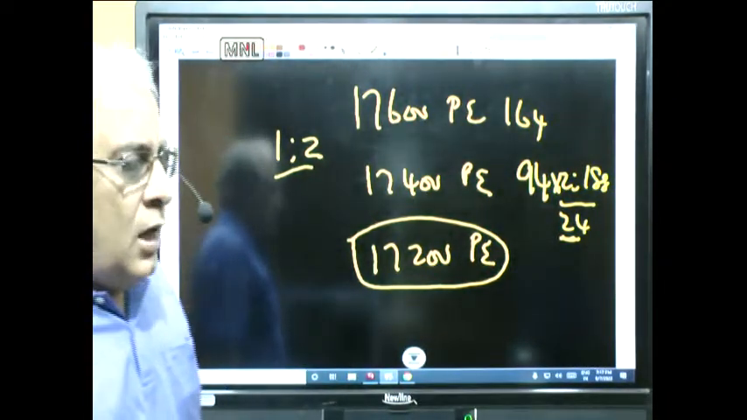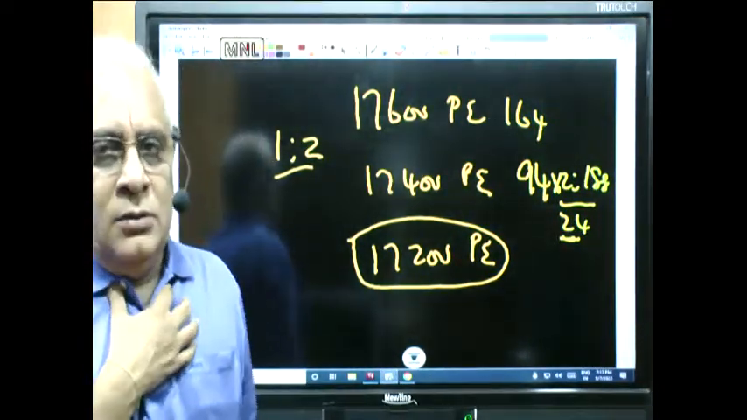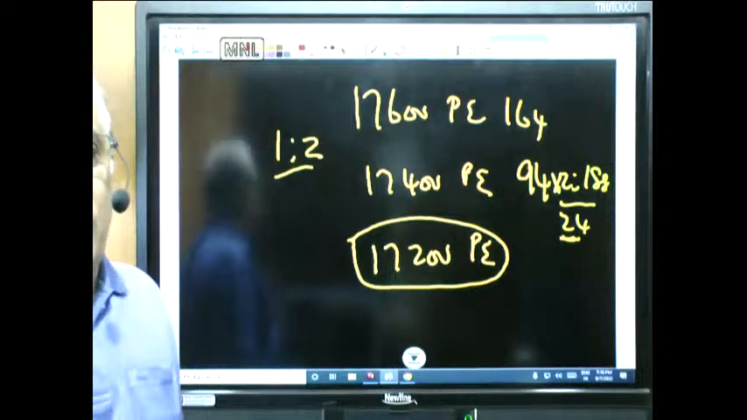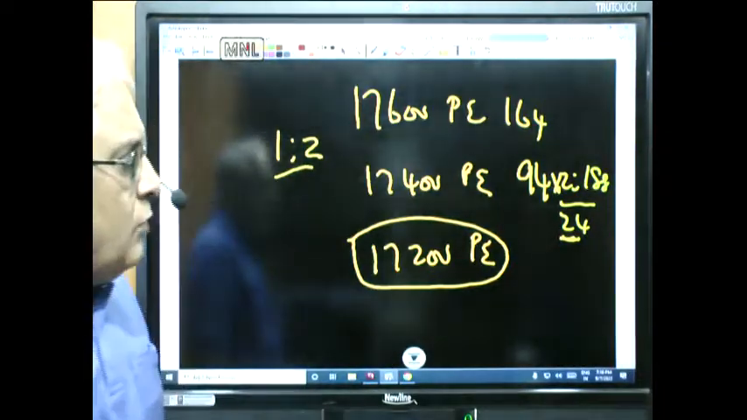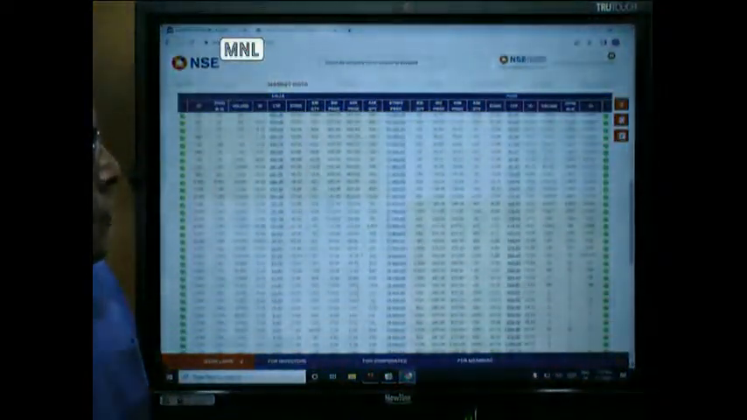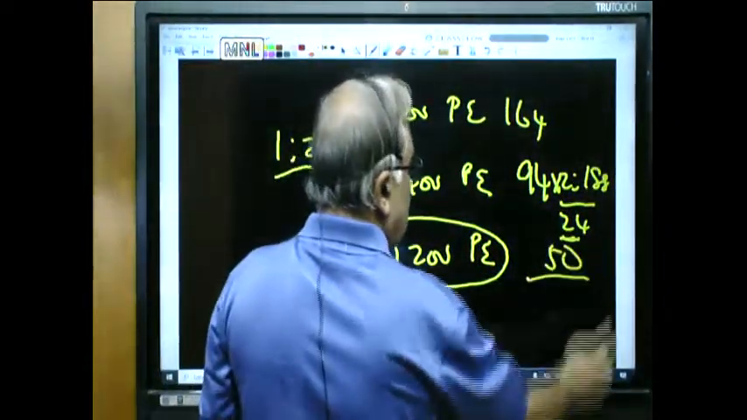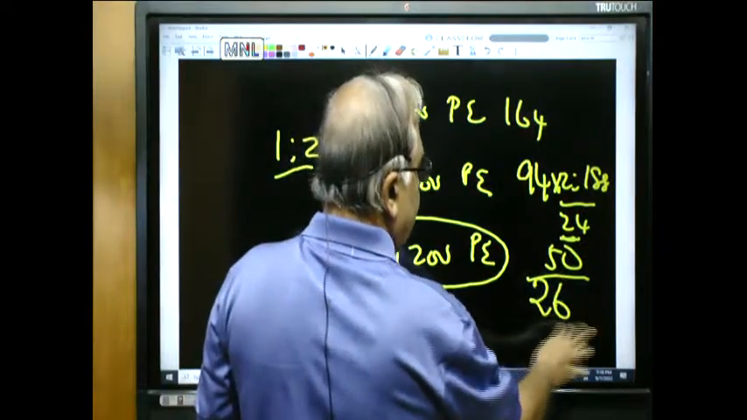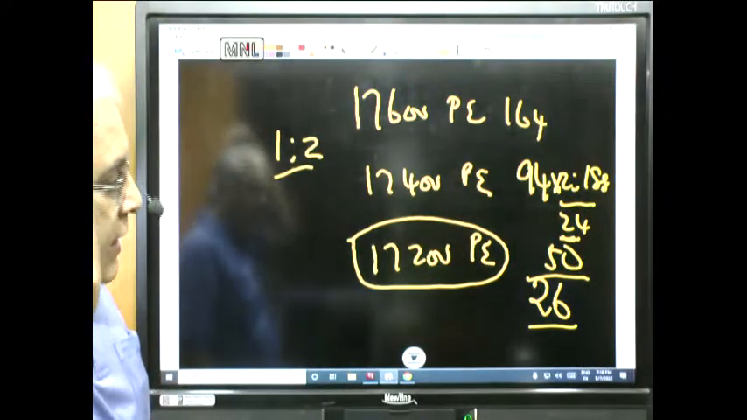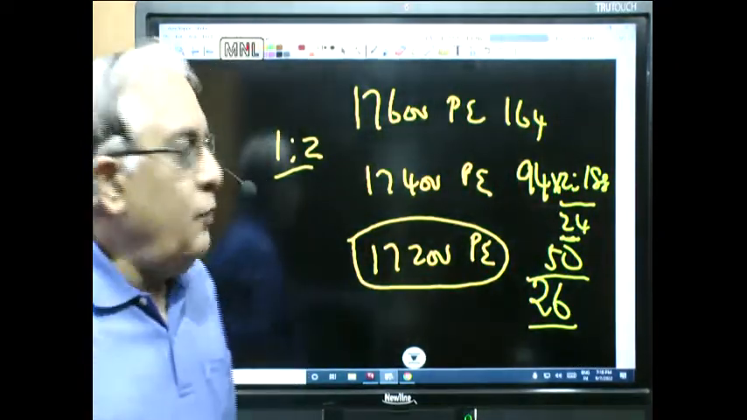Now, I'm a very conservative person, so I do not know what will happen. Once in a while, this 17.2 can be taken out, and at that time I will not be able to manage. So let me see what is the premium for 17.2 to close this trade. 17.2 is approximately 50 rupees. So net I have to pay is 26 rupees. So anywhere between 17.6 and 17.2, I am going to make money.